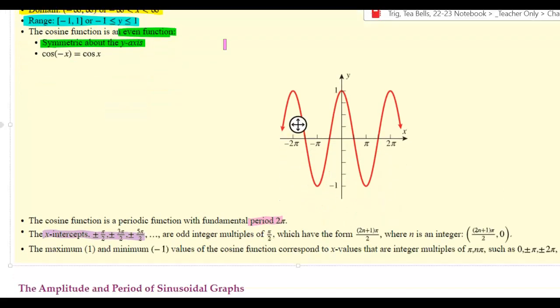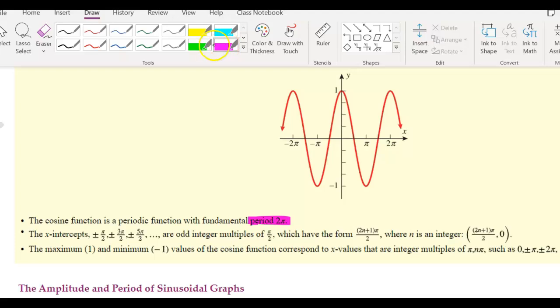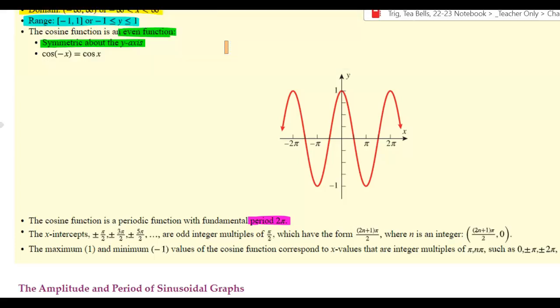It again has a period of 2 pi, so that means we'll complete one full cycle as long as we go from 0 to 2 pi, or an increment of 2 pi. And then a little different, the x-intercepts are in increments of pi over 2. Okay, and the reason for that is because the cosine of pi over 2 in those multiples is 0.